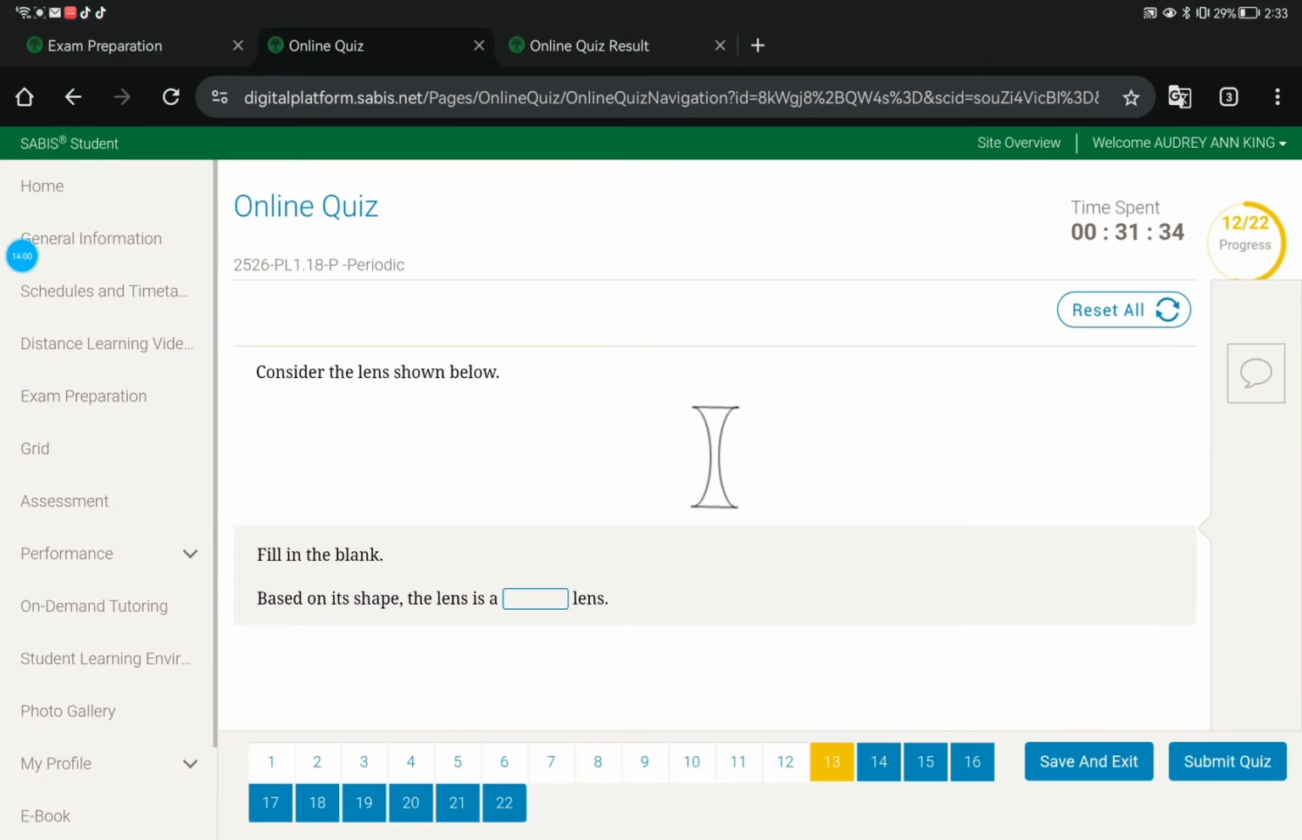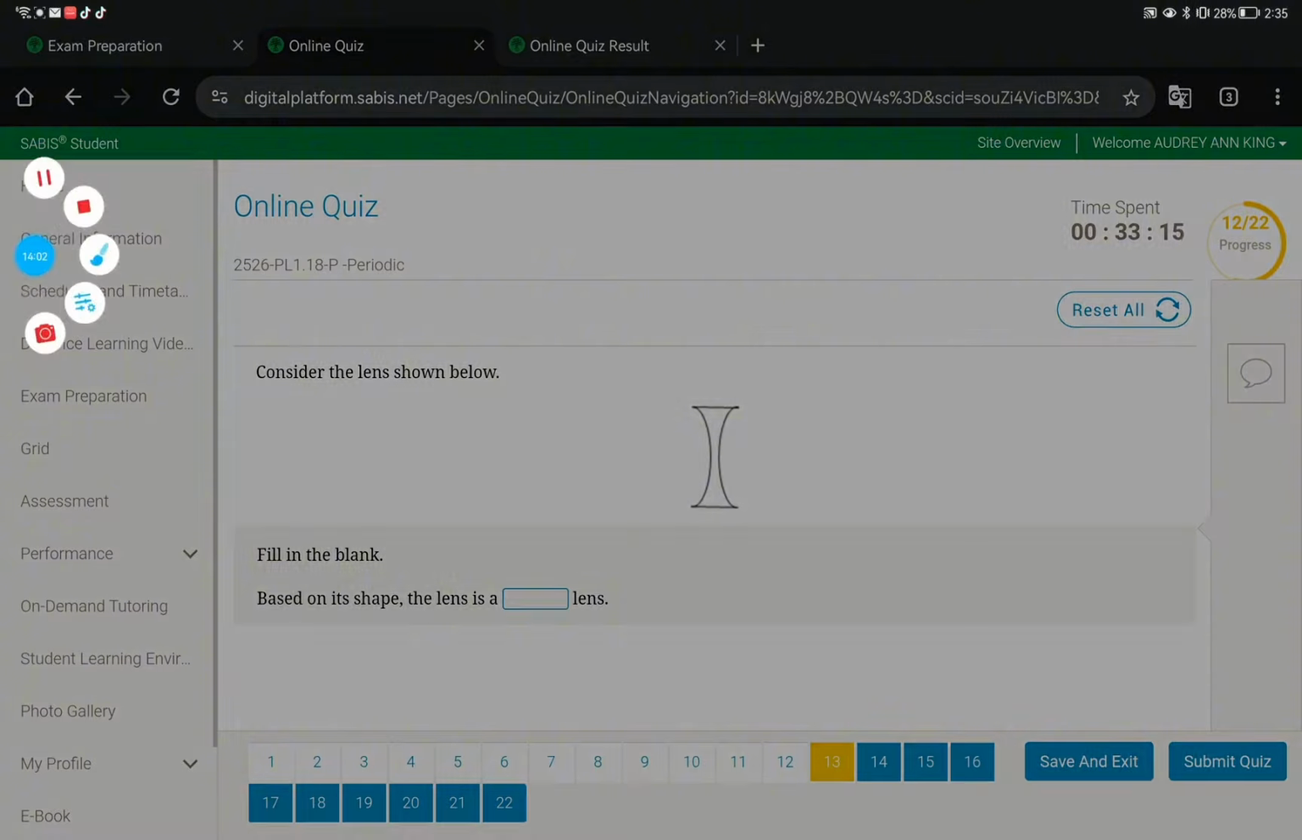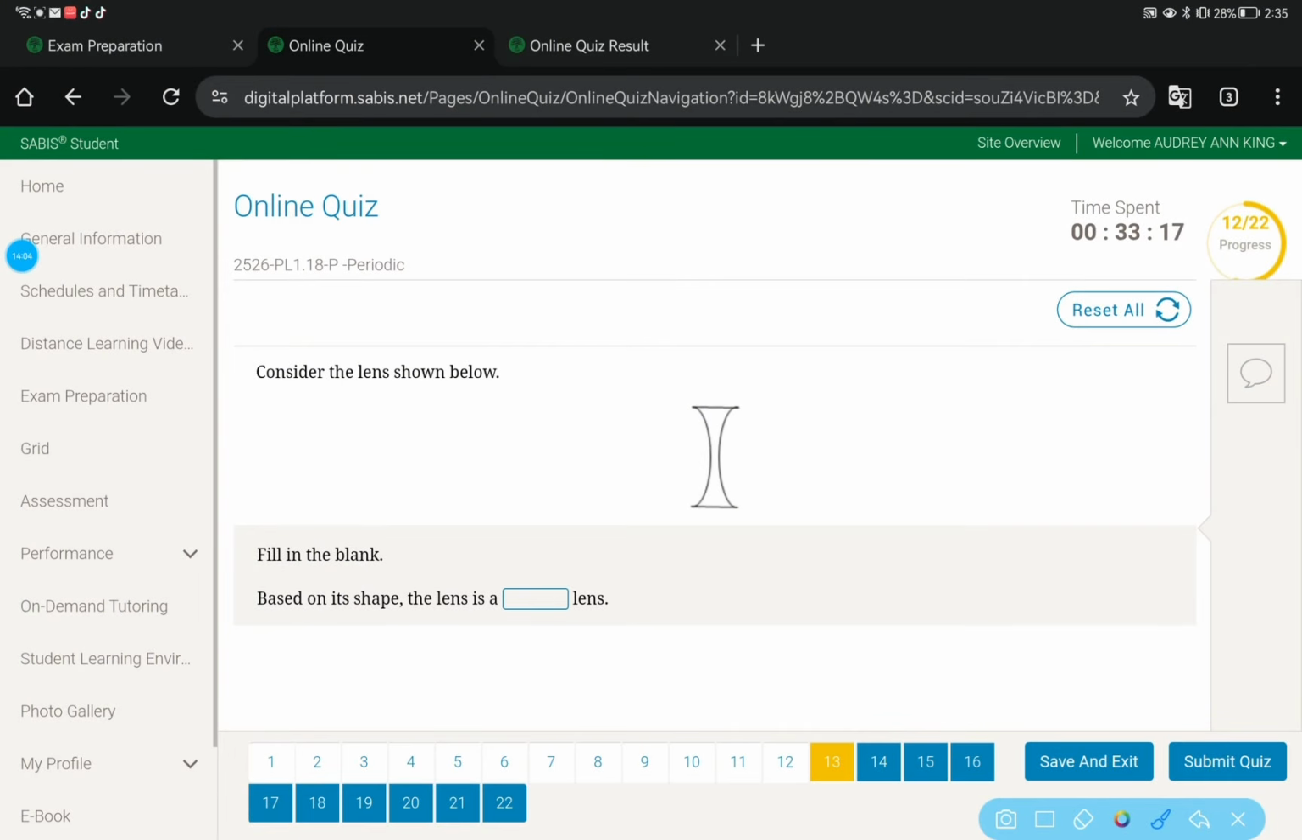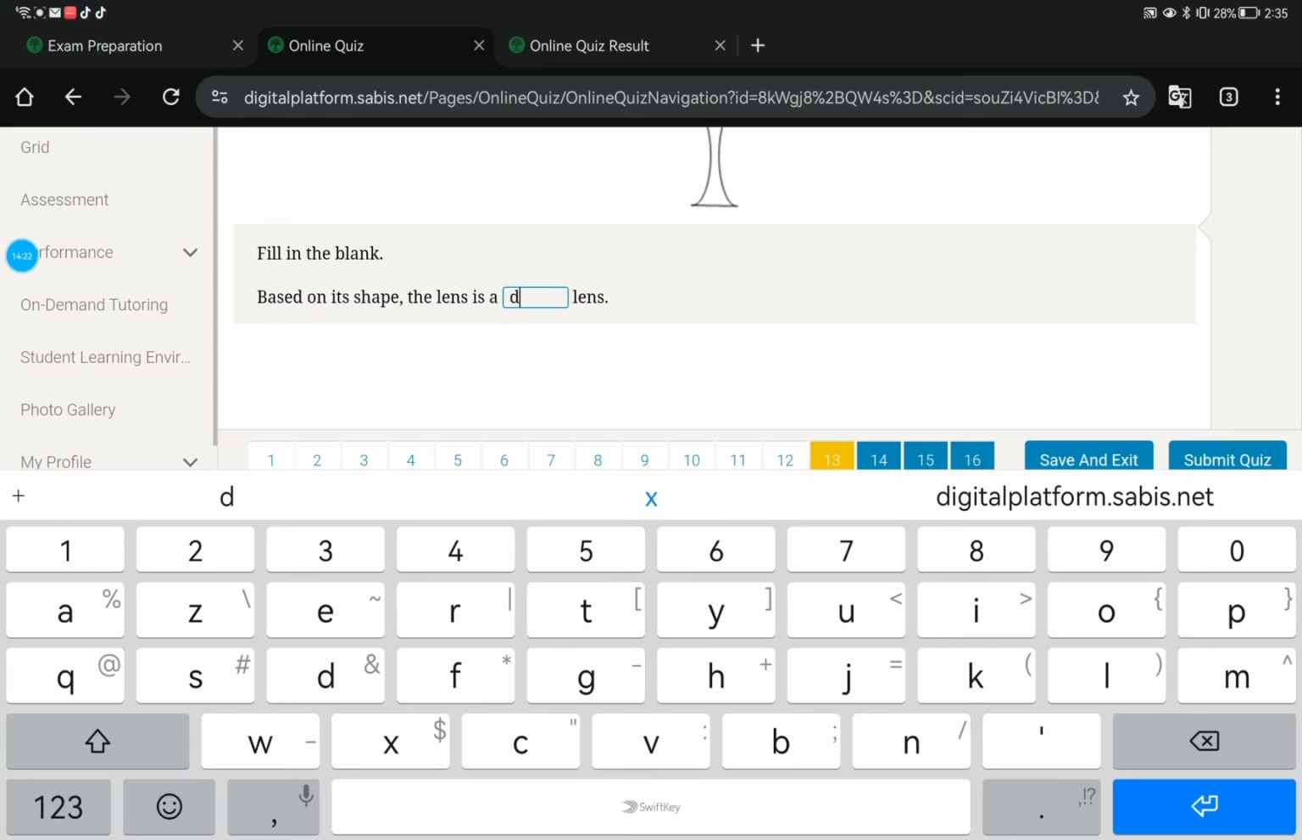Based on its shape, the lens is a blank. Okay, so based off its shape, the lens is okay. So a converging lens looks like an oval, and a diverging lens is like an hourglass. That's how I think of it. So yeah, these are the two shapes that you need to know. So it's a diverging lens.